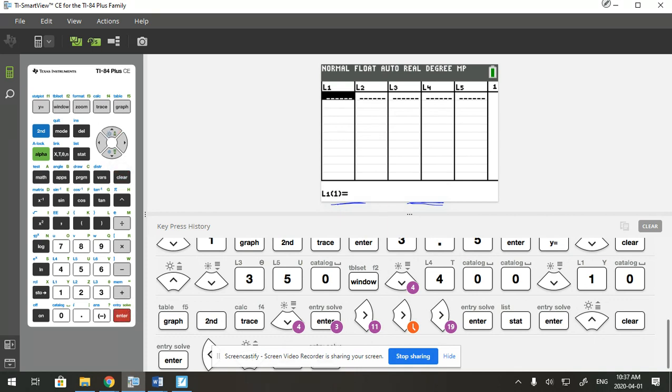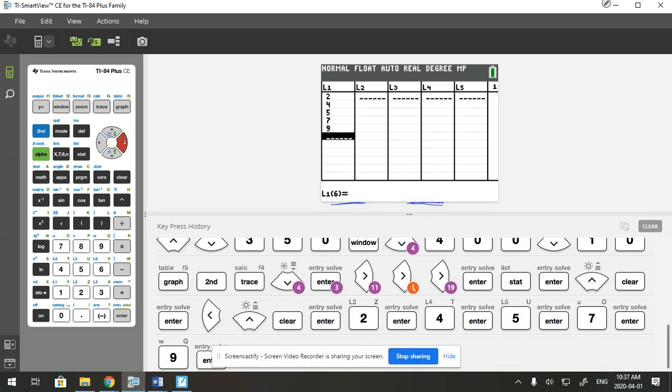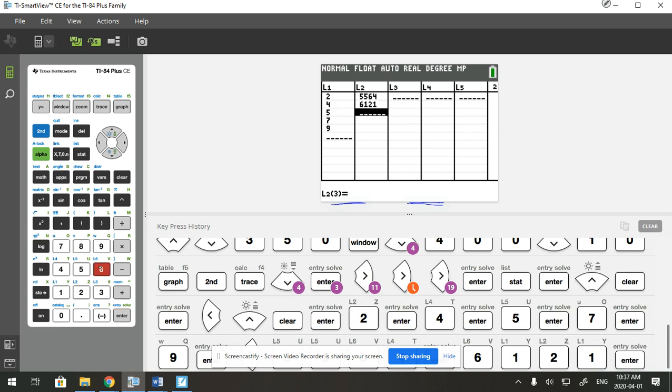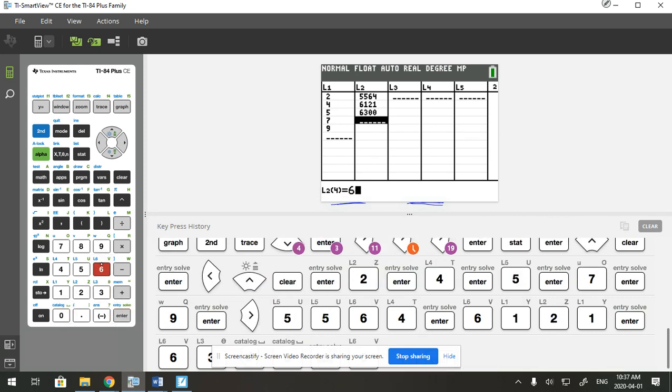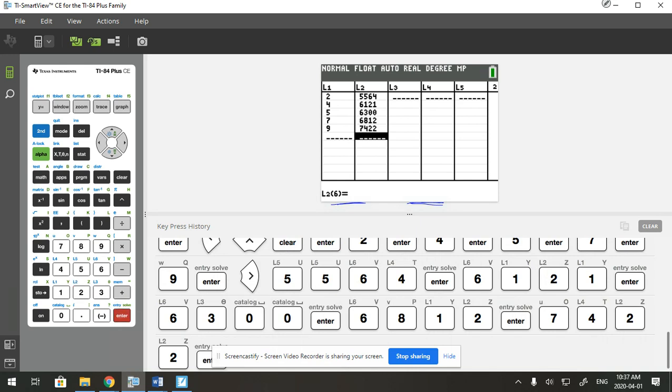Okay, so for L1, it's 2, 4, 5, 7, and 9. And for L2, it's 5,564, 6121, 6300, 6812, and 7422. Hopefully I answered those all in good. Now we want to come up with the equation again.